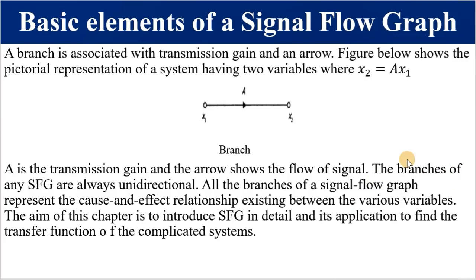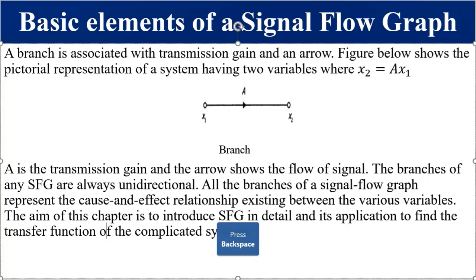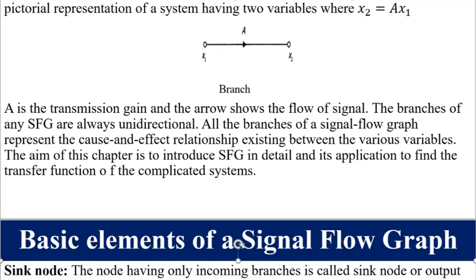As we said, the branches of any signal flow diagram are always unidirectional. All the branches of a signal flow graph represent the cause and effect relationship existing between the variables. What's the essence of this chapter on signal flow graphs? We seek to introduce signal flow graphs in detail and their application to find the transfer function of complicated systems. We'll be able to do that.